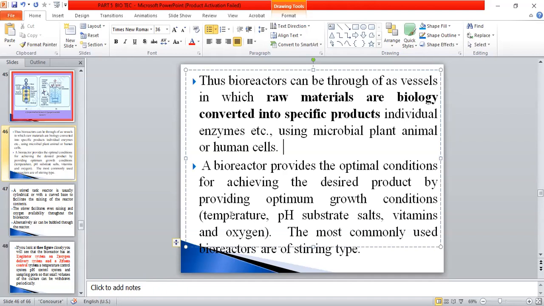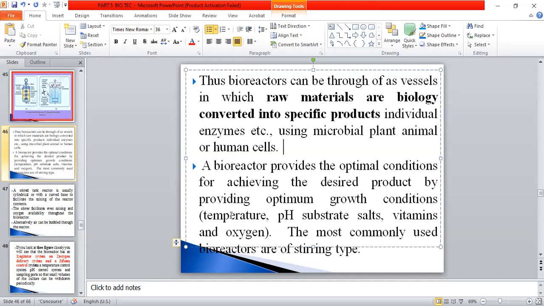And also oxygen. Some of the microorganisms are anaerobic, some of them are aerobic. Aerobic means they need oxygen, they will grow with the help of oxygen. Such types of microorganisms are called aerobic. Anaerobic means absence of oxygen, no need of oxygen for their growth. Some of them are facultative. Facultative means whether in the presence or absence of oxygen, they will grow. Okay, these are all very, very important.